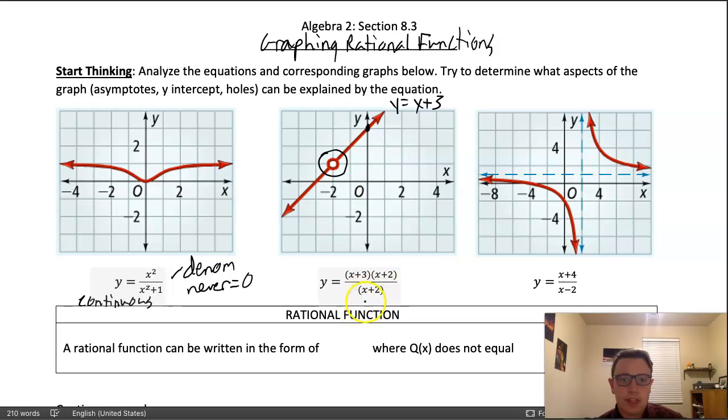Now this looks not very similar, but if we cancel these out, we see that this is y is equal to x plus 3. Unfortunately, we can't just cancel that out because when we look at this bottom, we need to make sure it's never equal to 0. So what number would make the bottom 0? That would be negative 2. So we know x can't be negative 2. We have something we call a hole there, because this looks like y is equal to x plus 3 everywhere except x is equal to negative 2.